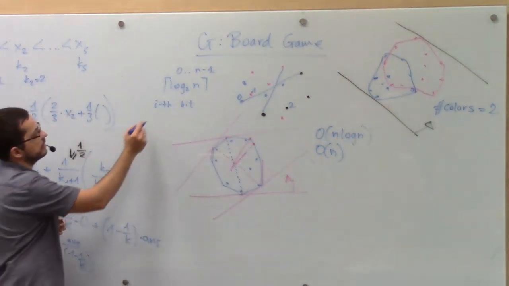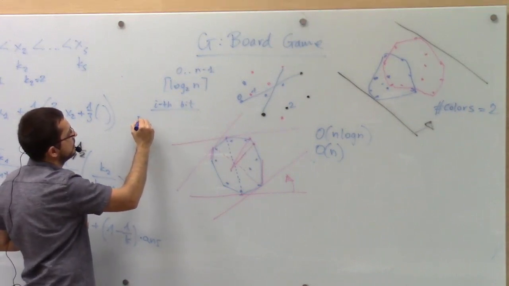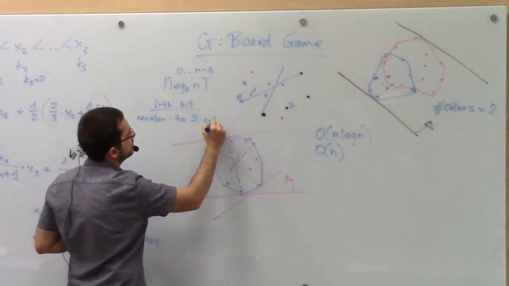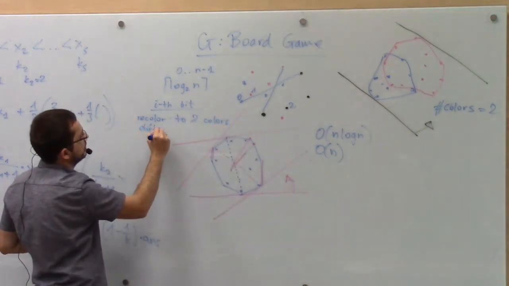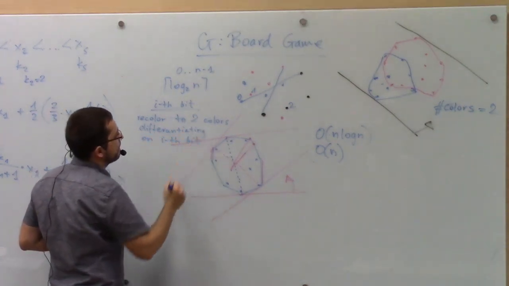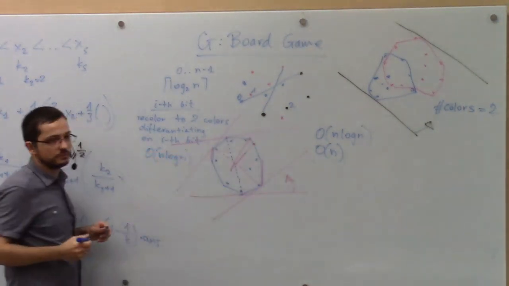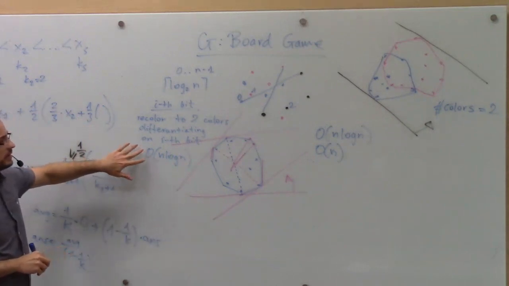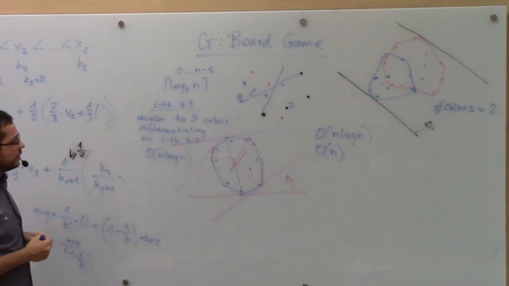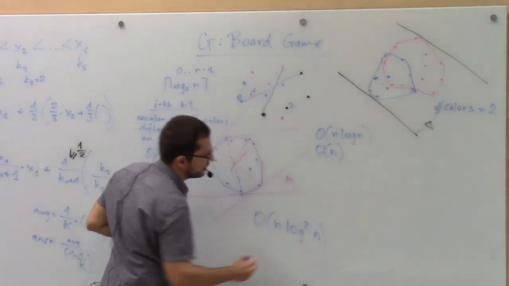So basically, you look at one bit, recolor to two colors, differentiating on the ith bit, and use this algorithm which runs in time n log n. And you run this algorithm for every possible bit. So you will get the total running time n times logarithm squared.